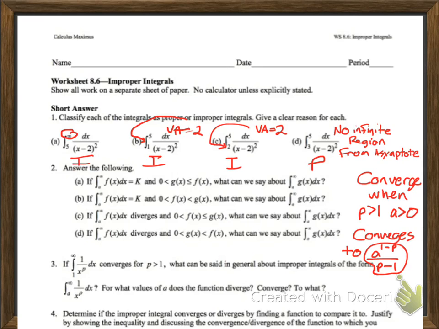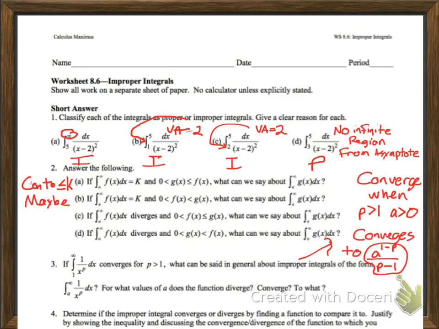And then down here, the general rules for number 3, this is it right here. In general, it'll converge when p is greater than 1 and a is greater than 0. If a function diverges and you have one above it, the function above it will also diverge. If you have a function that converges and one below it, then the one below it will also converge. That's the generalization in number 2. I put in a little shortcut: A converges to something less than or equal to k.